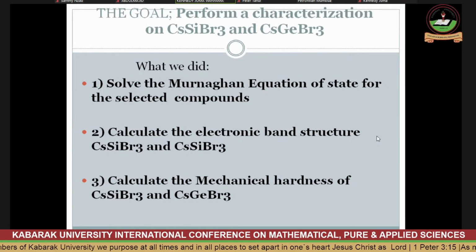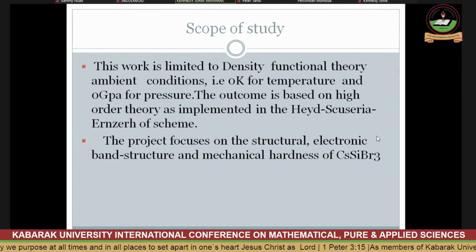Our goal was basically to look at the stability and the optical spectra of these two materials. So one, we were able to solve the Murnaghan equation of state for these materials, calculate the electronic band structure, and then also calculate the mechanical hardness. This work was limited to the DFT ambient conditions, that is 0 Kelvin for temperature and 0 gigapascals for pressure.